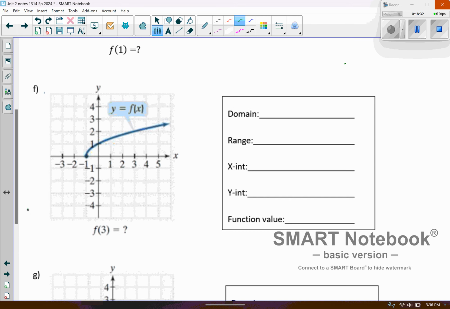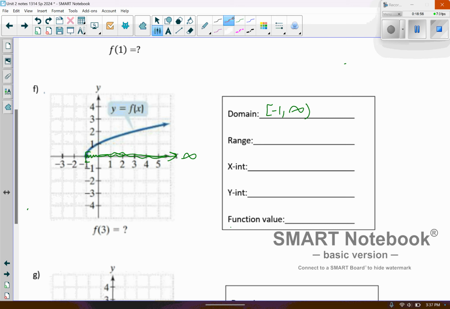Here is another one. Let's see the domain from left to right. I start at negative 1 and then I go to the right. If you follow the blue line, it goes to the right indefinitely to infinity. So I'm going to write bracket negative 1 all the way to infinity right there.